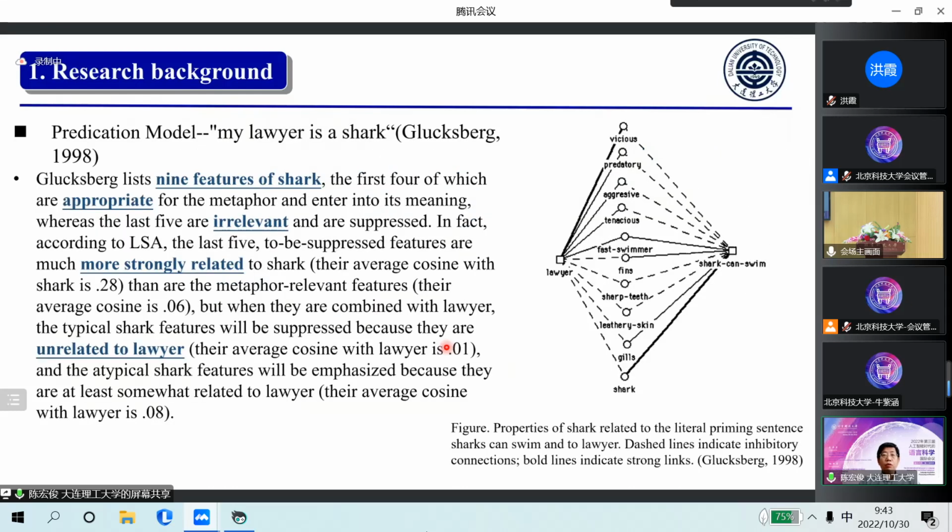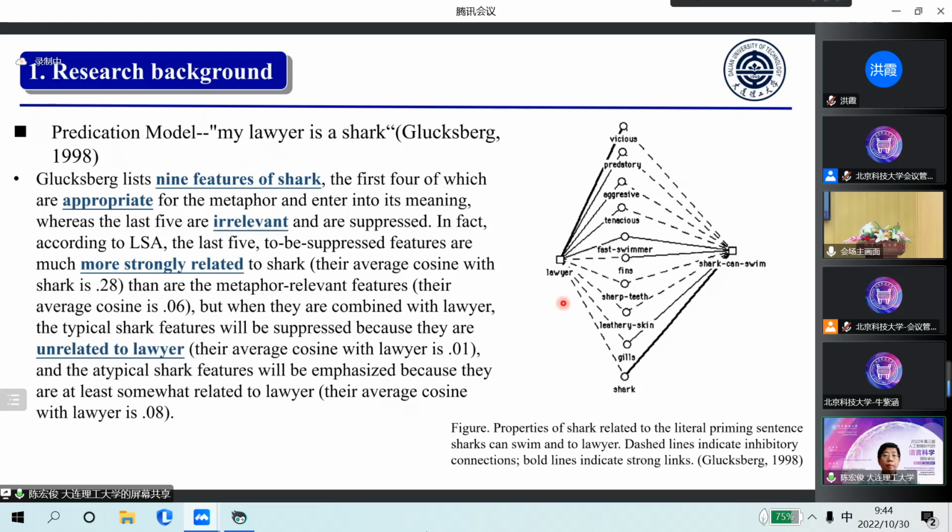So in the predication model, if we use Glucksberg's example, "my lawyer is a shark," have a look at the figure. These bold lines indicate strong links, right? The lawyer has strong links with these features, or sometimes we call them attributes. While the shark has strong links with these ones. But if we want to understand this metaphor, we have to inhibit some, and we have to facilitate or enhance some.